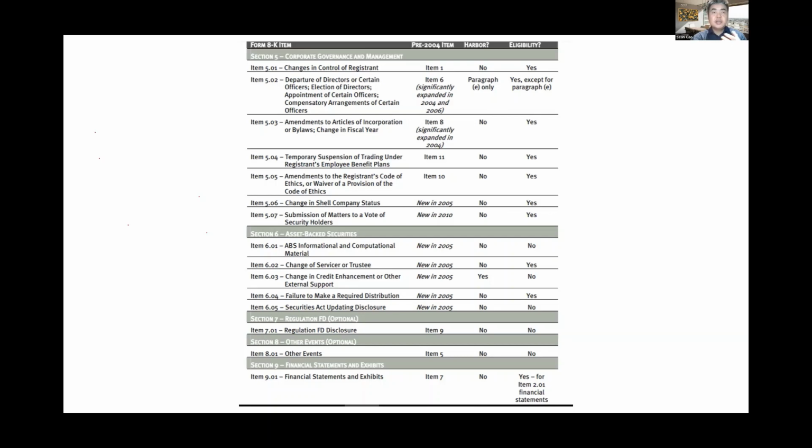That's 7.01. So what is 8.01? 8.01 is any news not classified in the previous categories. But I just want to warn you, when companies file 7.01 and 8.01, they are also confused. They don't know what the difference is. So you can see that in practice, companies mess up.